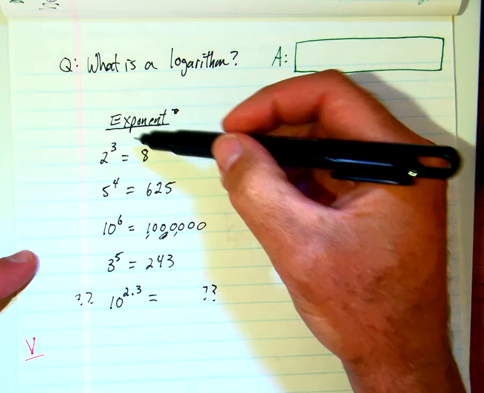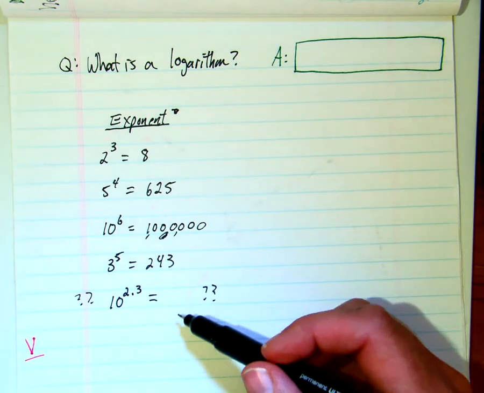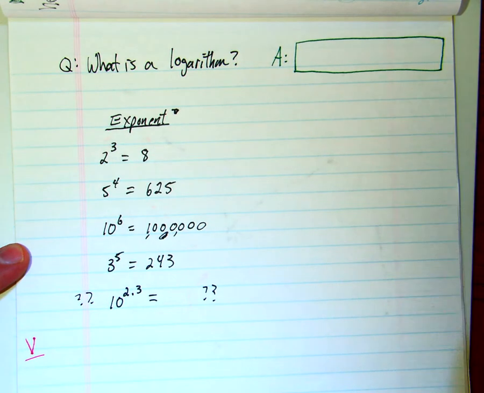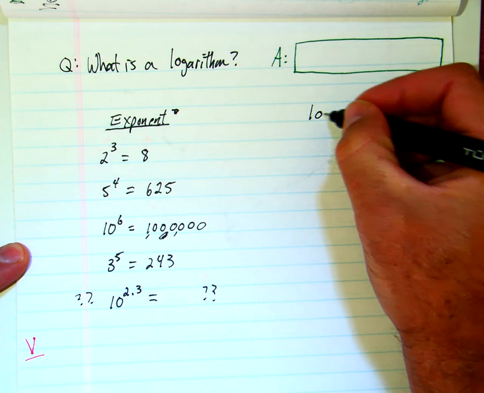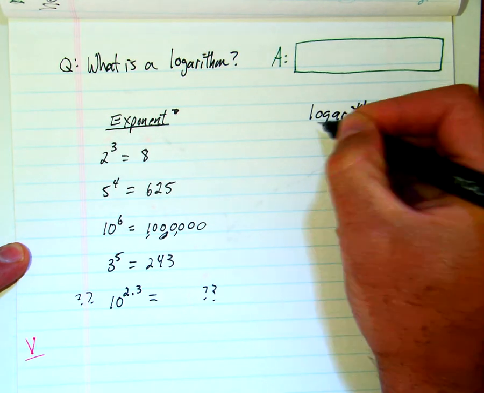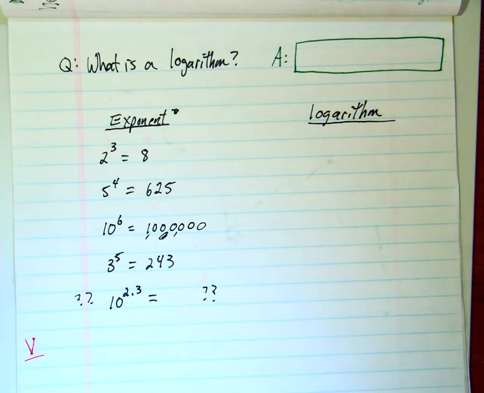Sometimes exponents are very easy to calculate. Sometimes they're a little harder to calculate, and we want to get a calculator for it. Same thing with logarithms, as you'll see in a second. So let me show you what a logarithm is. A logarithm really is nothing other than another way to write an exponent.